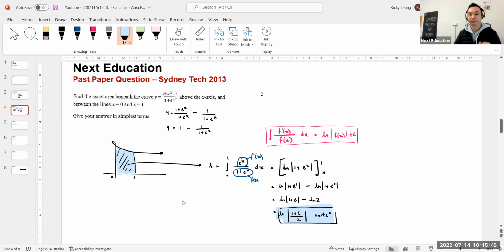Integration-wise, area under the curve, if it's along the x value on the bottom, if it's moving along the x, then I know it's dx, with the function of x in here, the y value, which is this. So nothing too fancy about that. Let's move on.